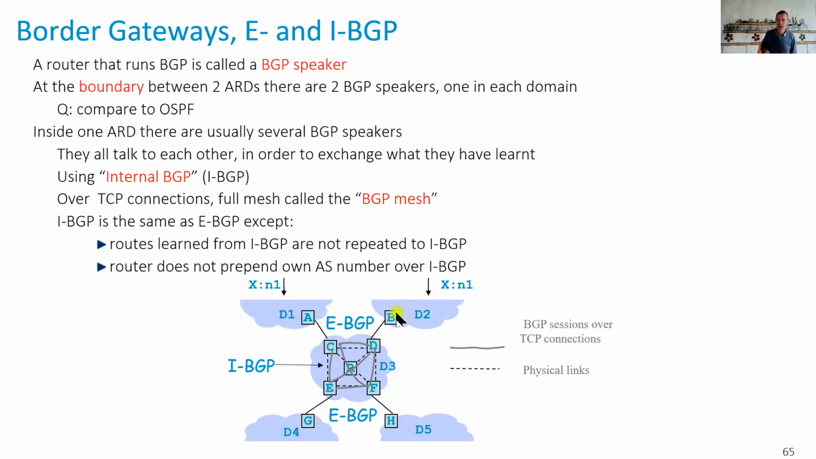So, for example, D will learn something from the outside. It will repeat it to all routers internally, C, E, and F. But if it has learned something from C, it will not repeat it internally, because the assumption is that C has a TCP connection with all other BGP routers. So it's the job of C to repeat it, not the job of D. So we see it's very different from the way OSPF is working. So this is the major rule: iBGP does not repeat iBGP information. And another obvious rule is that since we are inside the domain, we don't accumulate the AS number in the path, which we do only when we cross a domain boundary.